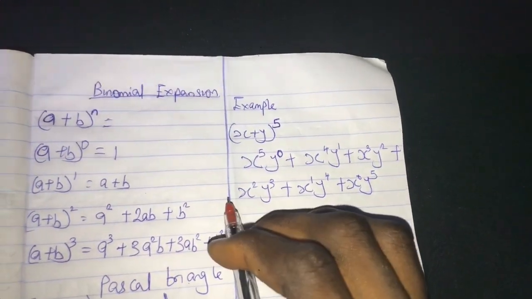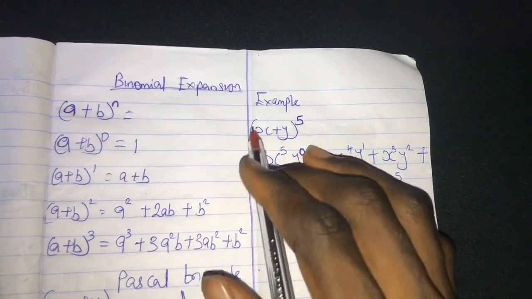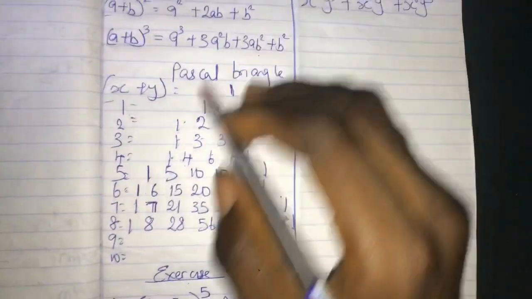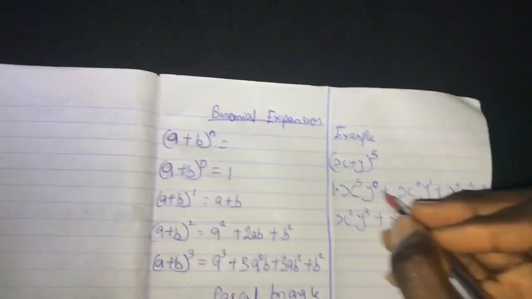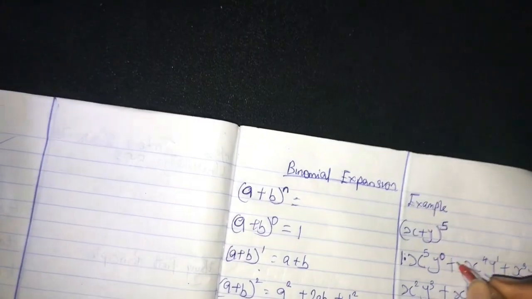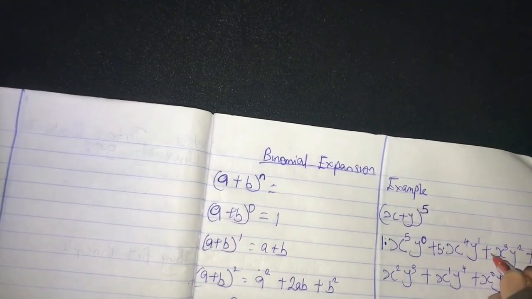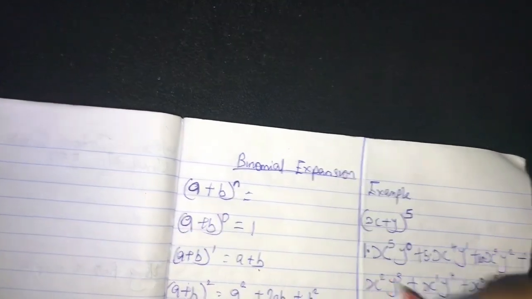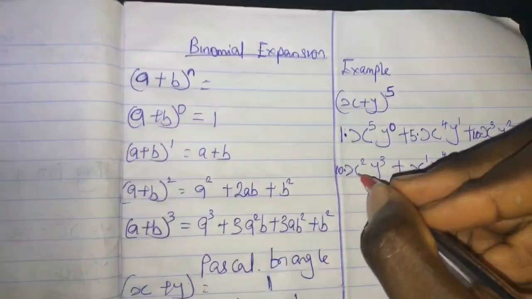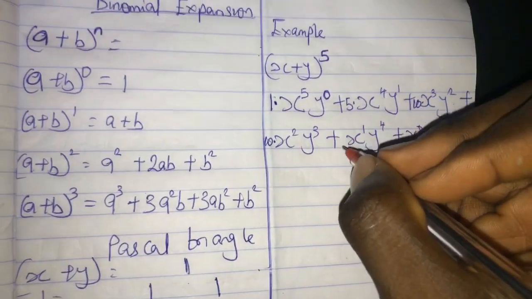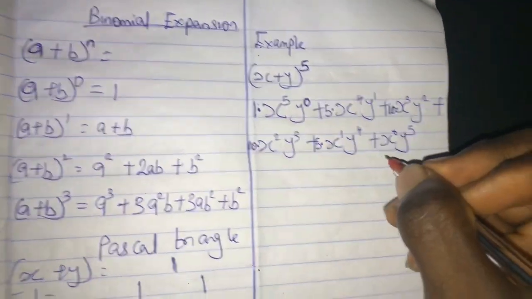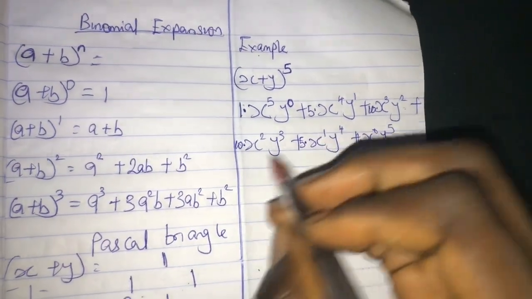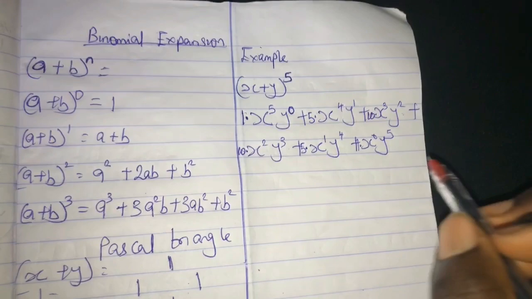Then you start slotting in your Pascal's triangle coefficients. Remember, this is to the power of 5, so look for the row for the power of 5. The first one is 1 times this. The second one is 5 times this. The next one is 10, then another 10, times this. Then the next one is 5 times this. The last one is 1. From what you notice, 1 will always start and 1 will always end.